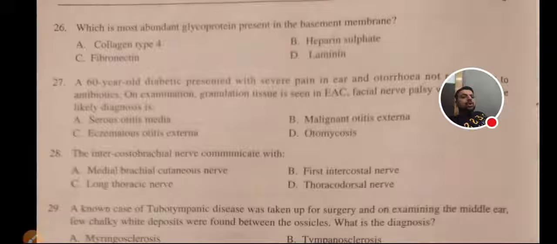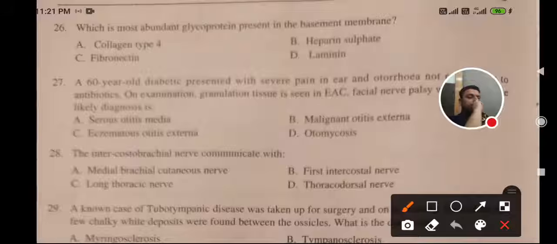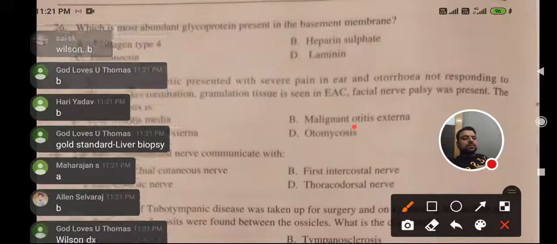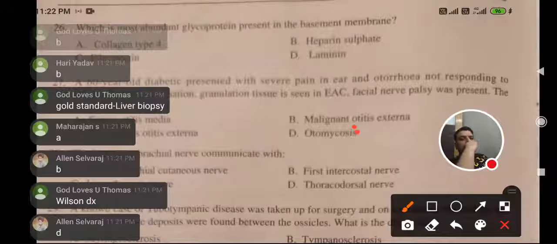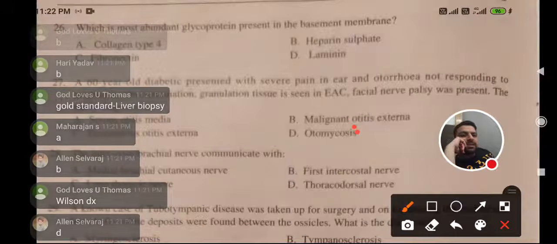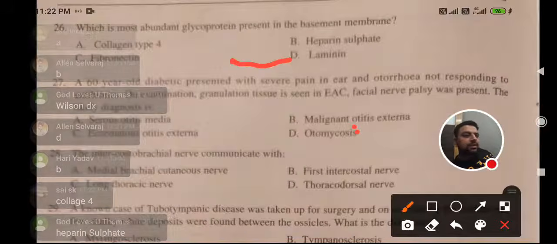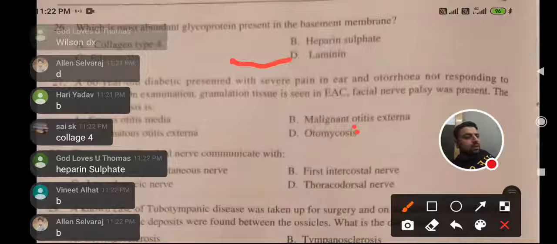Which is the most abundant glycoprotein in the basement membrane? The options are collagen 4, heparan sulfate, fibronectin. In the answer sheet they gave the answer as laminin, but collagen 4 is also right. They are asking the most common, and that is laminin.